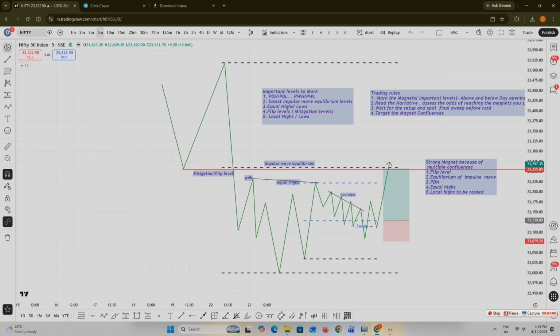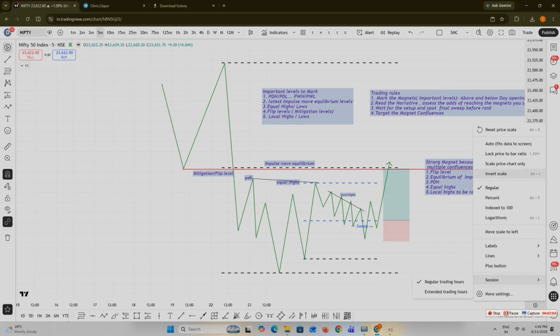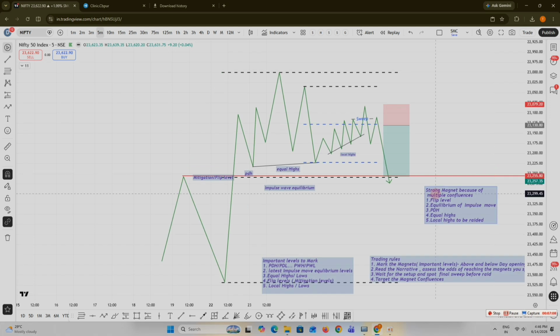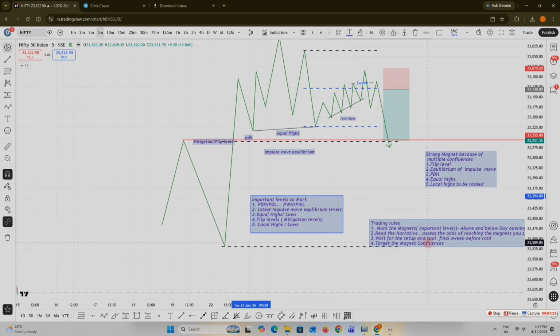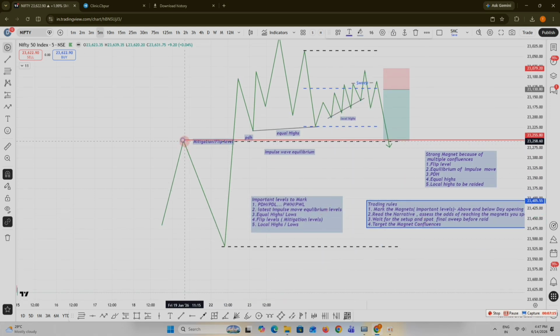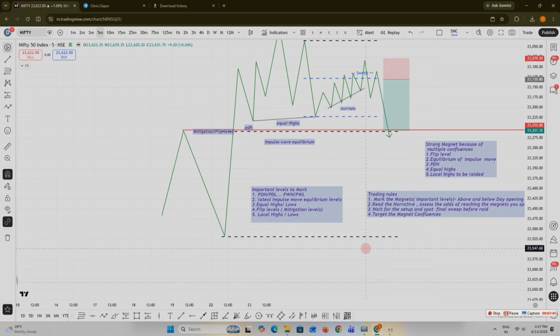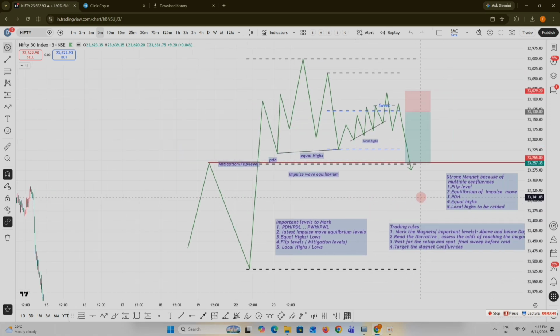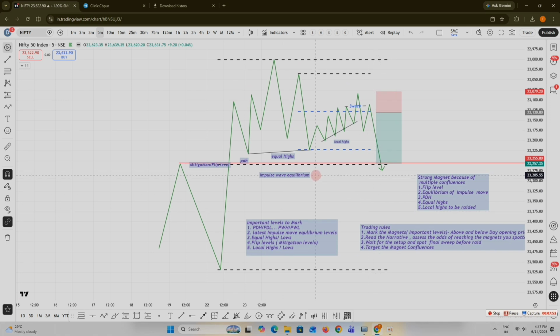Similarly, the same structure for a sell setup. Suppose this is the flip level, this is the previous day low, and price just reversed without raiding the previous day low and retraced up, crawled up, forming multiple local lows or failure swings. After one final sweep, the price will suddenly fall towards the confluence of magnets. This is the simple setup which I see every day in the market. The structure may vary, but the core principle is the same.